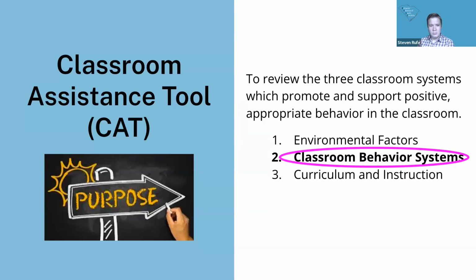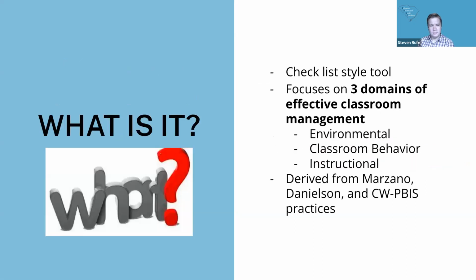So, diving a little bit deeper into the classroom assistance tool and talking about its purpose, it is to promote and support positive, appropriate behavior in the classroom in three general categories. The first category is environmental factors, the second is classroom behavior systems, and the third is curriculum and instruction. For the purposes of this short presentation, I'm going to narrow my focus on classroom behavior systems. So, what is this actual tool?